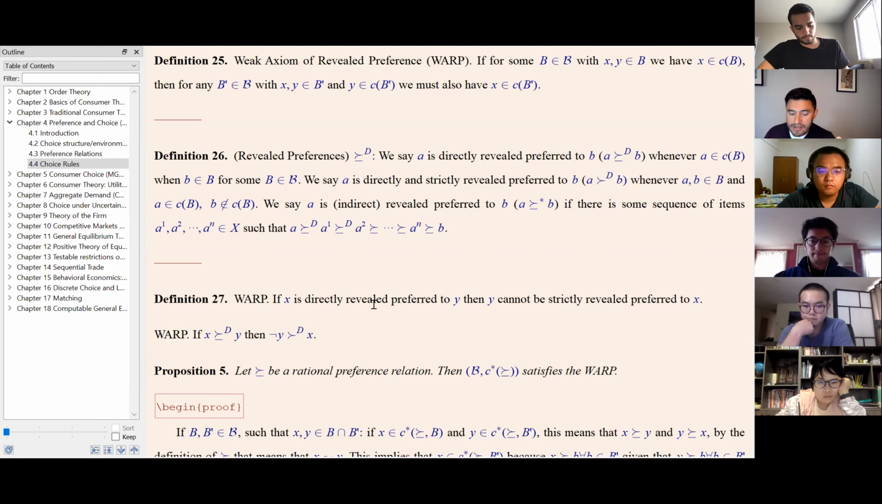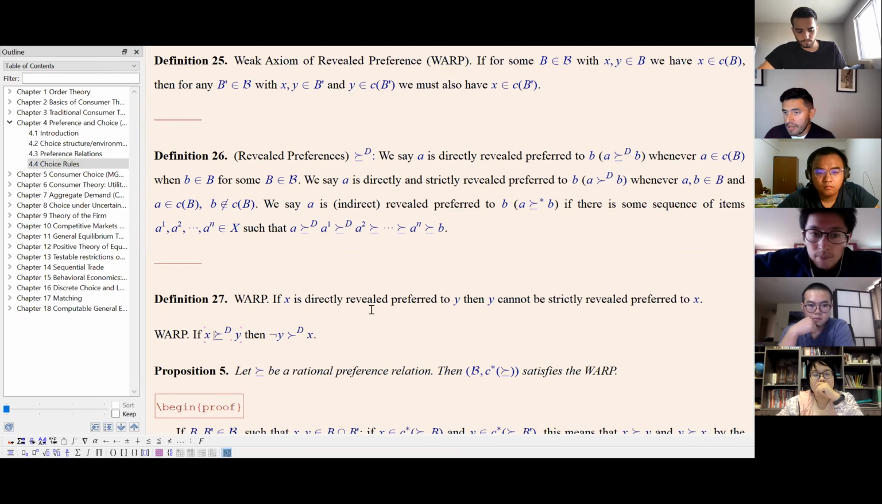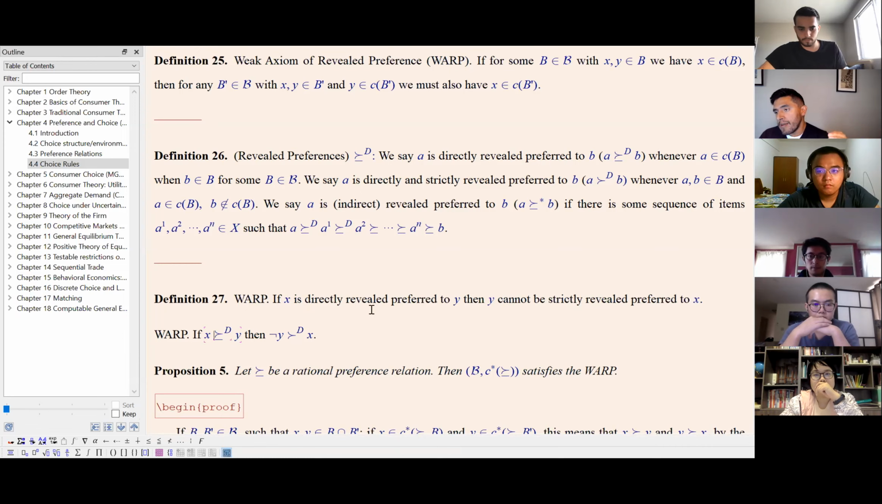If X is directly revealed preferred to Y, then Y cannot be strictly revealed preferred to X. So in symbols, if X ≿_d Y, then not Y ≻_d X. All this mouthful of before is now summarized in this simple formula. The work wasn't that hard, it was actually easy, because the moment I transform it to preference relations, the direct revelation is very easy to understand. It just requires that you are not changing your preferences, that you are not flipping your preferences.